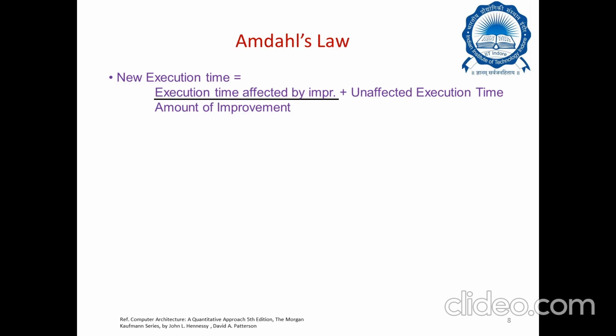Okay, now let's look into another aspect of analyzing performance. It's known as Amdahl's Law. What does Amdahl's Law state? It states that the new execution time can be written as execution time affected by improvement divided by the amount of improvement, plus execution time of the unaffected portion. So the execution time affected by improvement will be divided by the amount of improvement, that is, how much improvement you're seeking or that has happened, added to the unaffected execution time.